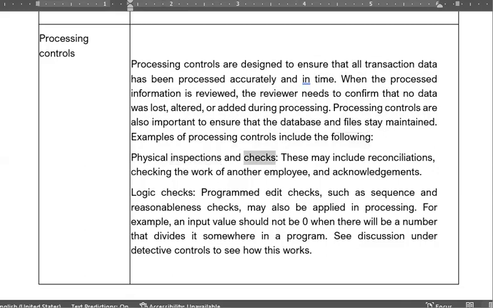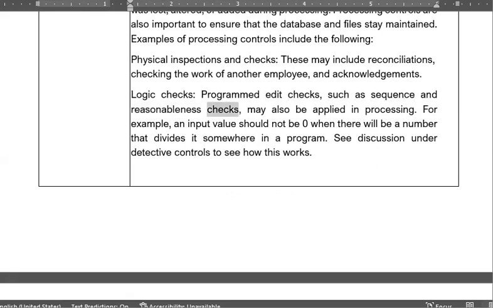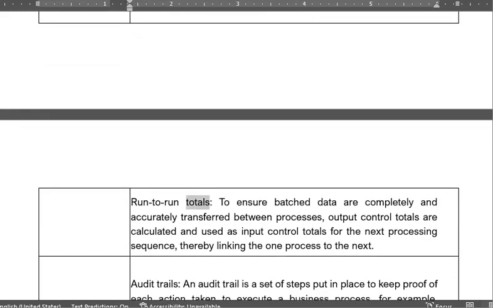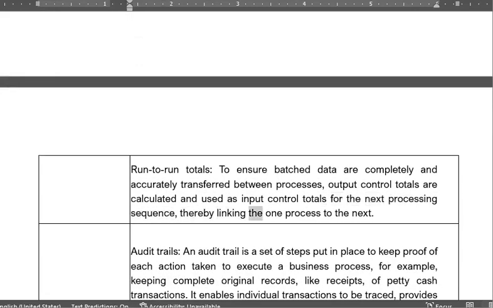Physical inspections and checks. These may include reconciliations, checking the work of another employee, and acknowledgments. Logic checks, programmed edit checks, such as sequence and reasonableness checks, may also be applied in processing. For example, an input value should not be zero when there will be a number that divides it somewhere in a program. See discussion under detective controls to see how this works. Run-to-run totals, to ensure batch data are completely and accurately transferred between processes, output control totals are calculated and used as input control totals for the next processing sequence, thereby linking the one process to the next.